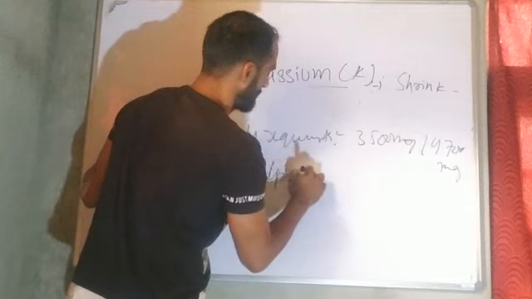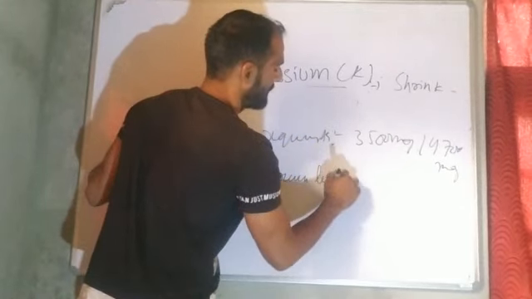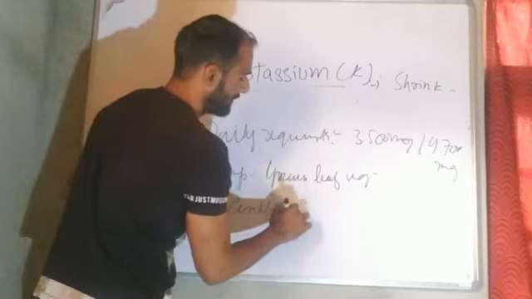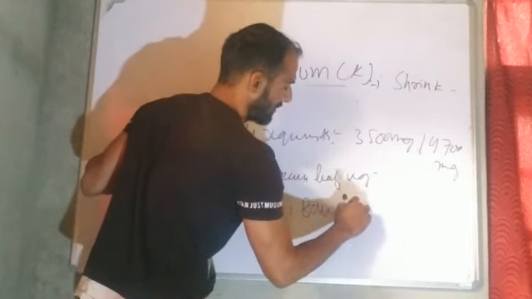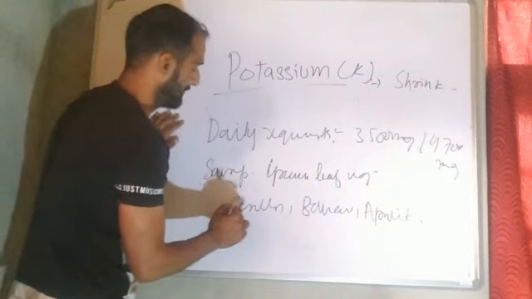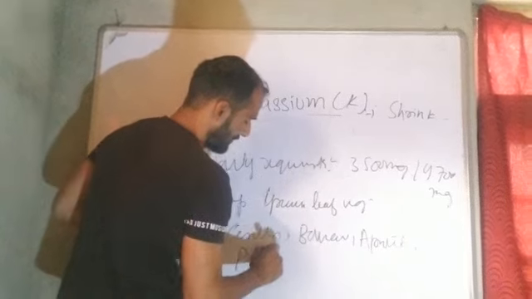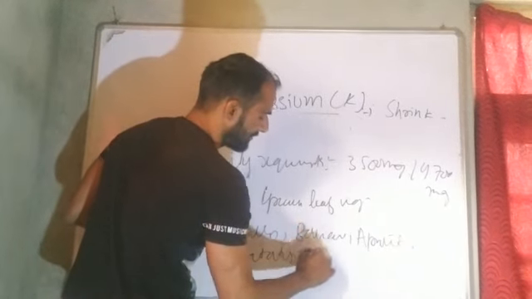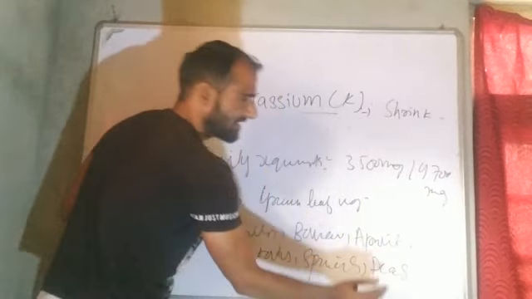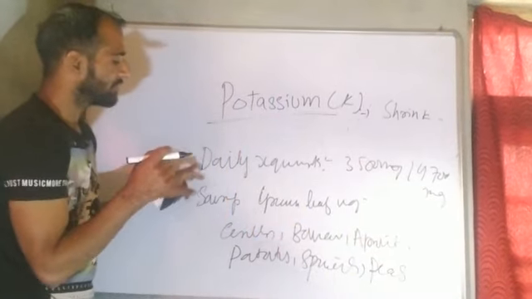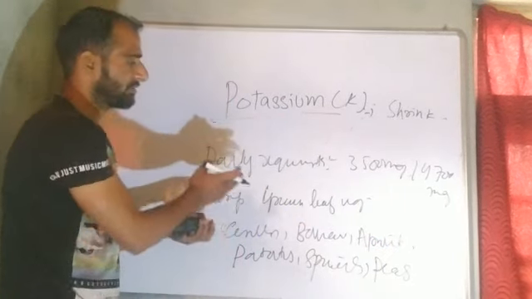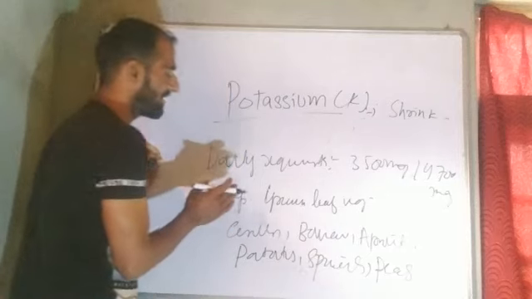Some of the foods which we will discuss, which contain abundant sources of the potassium are, we have green leafy vegetables, we also have cereals, we have banana, we have apricot, we have potatoes, we have spinach, we have peas. These are some of the abundant sources of the potassium. Okay, so along with these other sources you must see for yourself.